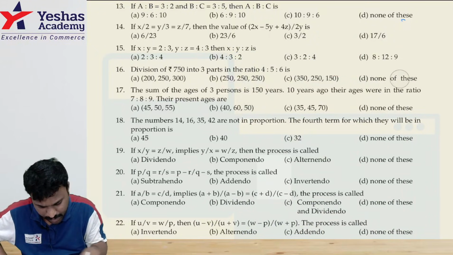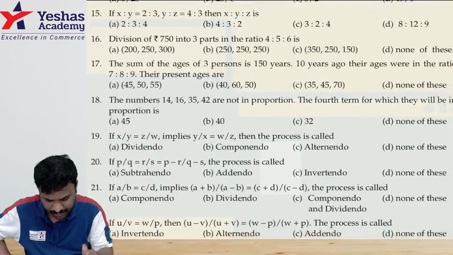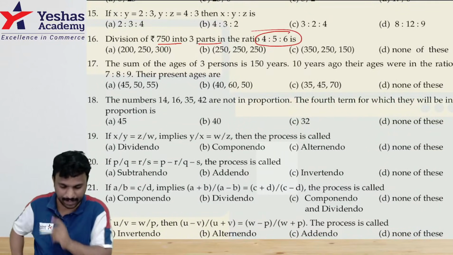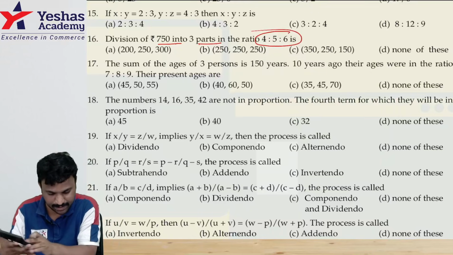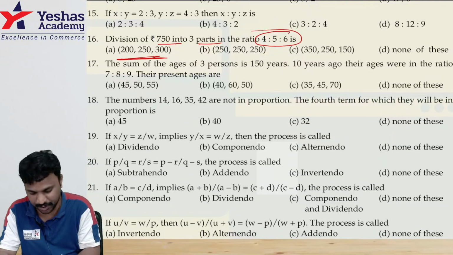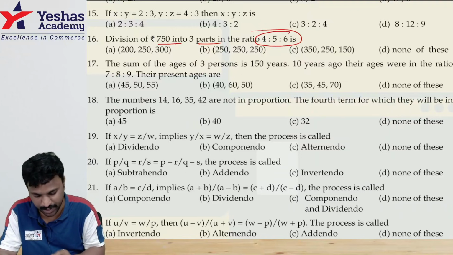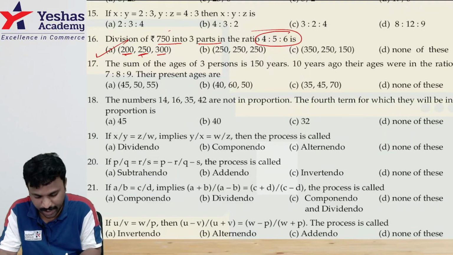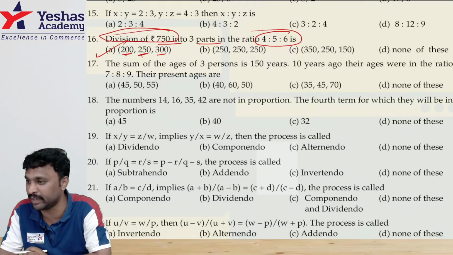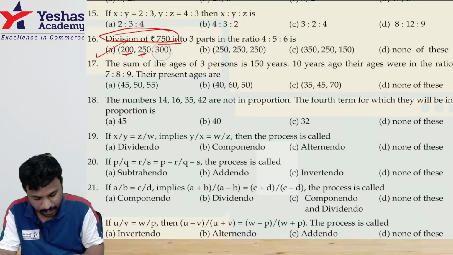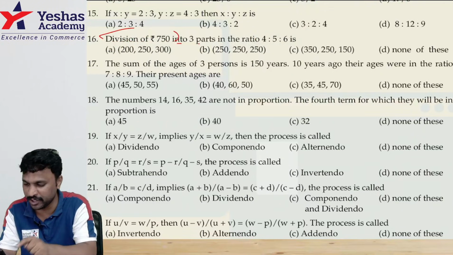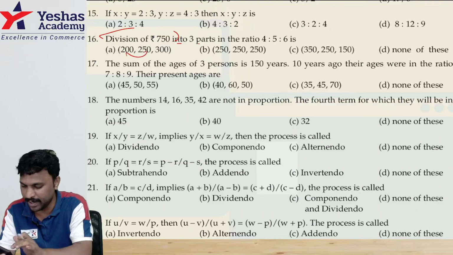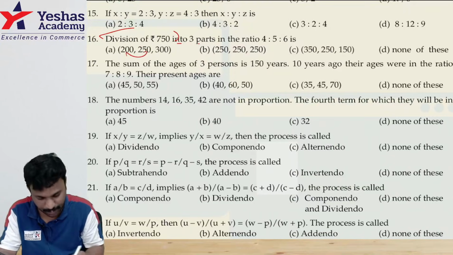Question number 16. Division of 750 into 3 parts in the ratio 4 is to 5 is to 6. Guys, first of all, is this 750? You just check. 200 plus 250, 450, 450 plus 300, 750. So the sum of these three parts will give you 750. That's perfect. Now check 4 by 5, the ratio of the first two terms, 0.8. 200 by 250, you check. 200 divided by 250, it is 0.8.